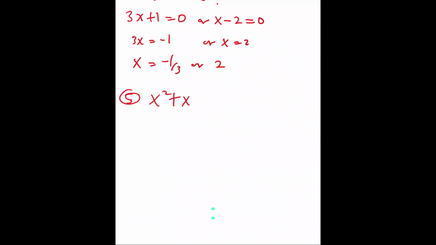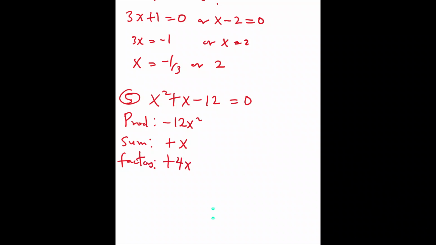Number 5, we have x squared plus x minus 12 is equal to 0, okay? And the product, x squared times minus 12, is minus 12x squared. And the sum is the one in the middle, that's plus x, okay? And the factors will be plus 4x and minus 3x, because 4 minus 3 is 1. So 4x minus 3x is plus 1x, everything is the same. And when you do 4 times minus 3, you get minus 12.